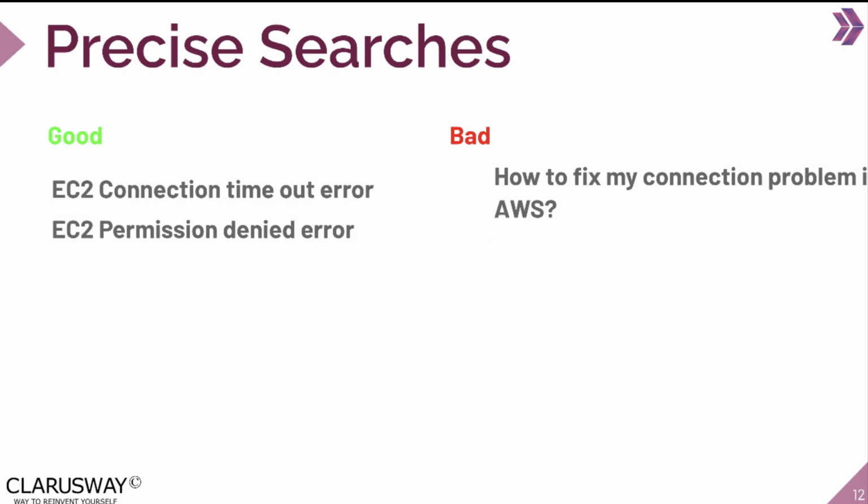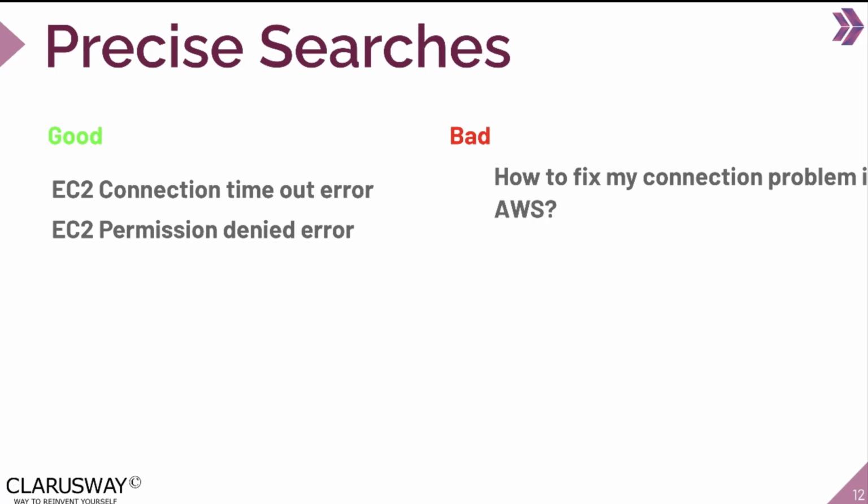What does that mean? We have the examples. The good examples are EC2 connection timeout error, EC2 permission denied error. So let's say you're getting these errors and you're trying to find the solution on Google. You have to Google like this: the machine, the context, and then the error itself, connection timeout error or whatever. And a bad example would be how to fix my connection problem in AWS.